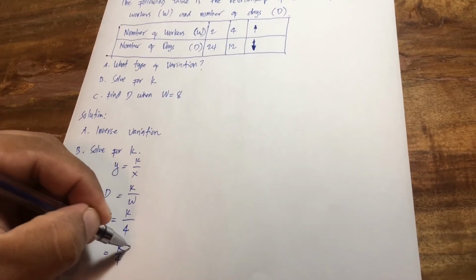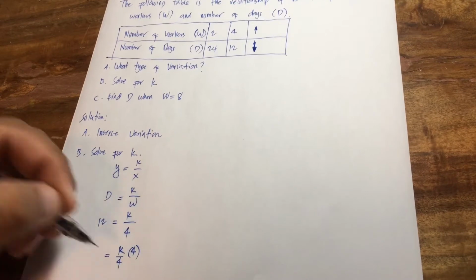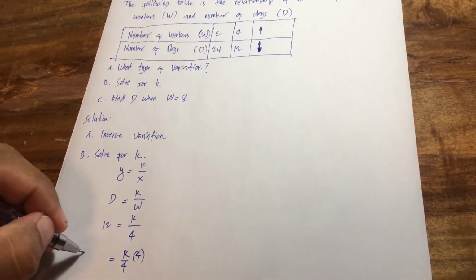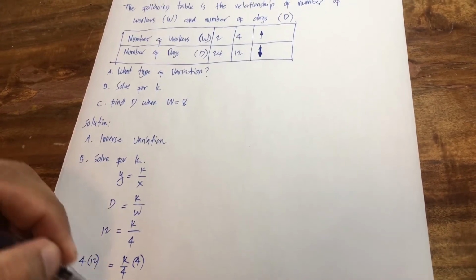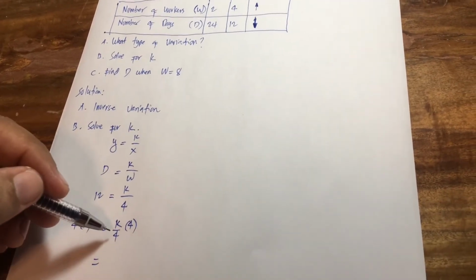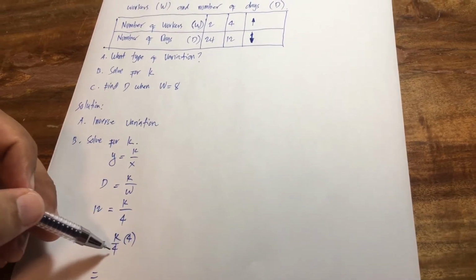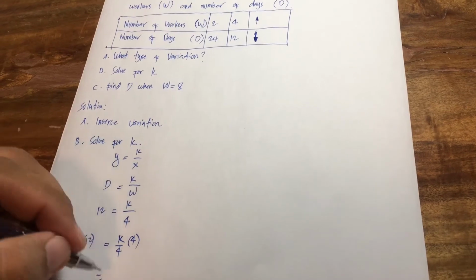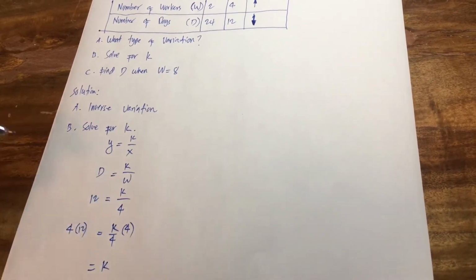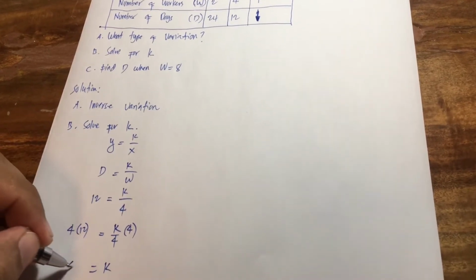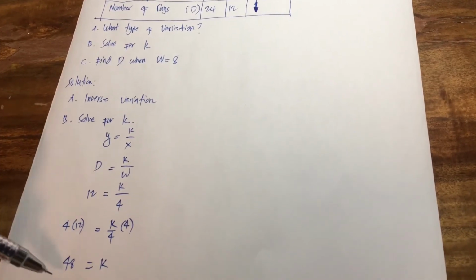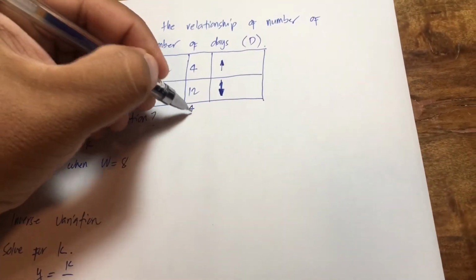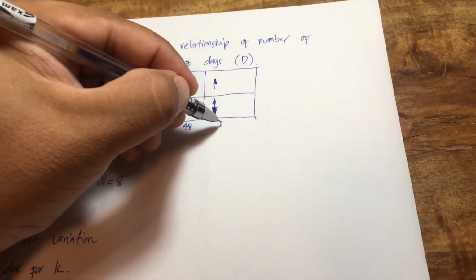We will multiply both sides by what? By 4. So on the right side, multiplied by 4, and same with the left side. So I think we can cancel 4 and 4 in the denominator. So k times 4 divided by 4, what is left? K. Then 4 times 12 is 48. So the value of our k is 48 here. So this is 48, the value of our k.